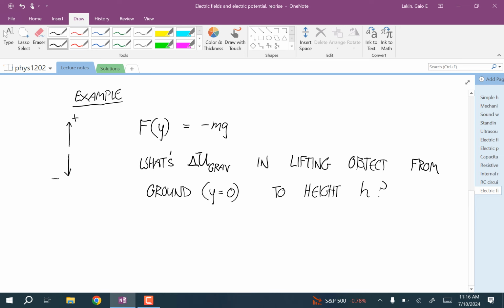Okay, and just remember that this change in potential energy, we're going to start thinking of that now as the stored energy. Okay, and we're making that connection because when we talk about capacitors, that is what we talk about as the stored energy.